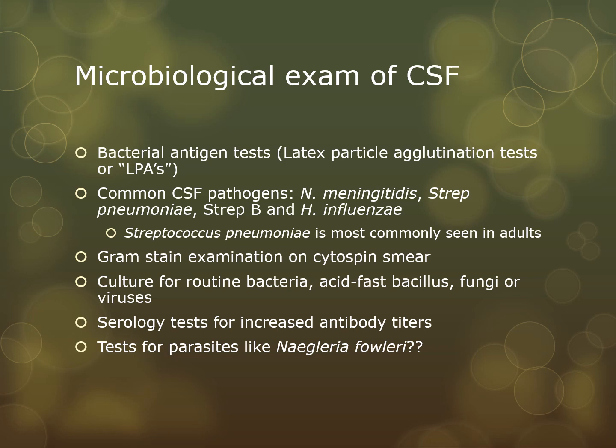We want to do a gram stain examination using a cytospin, and we want to ask ourselves, do we see any organisms on the gram stain? And then we might actually do an acid-fast stain too. Do we see any acid-fast organisms? Do we see any fungal elements? Do we see gram-positive cocci in pairs that are lancet-shaped? Those are all things you want to ask yourself when looking at a cerebral spinal fluid gram stain or acid-fast stain.